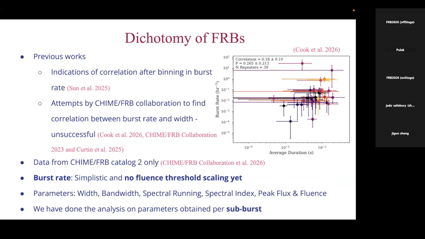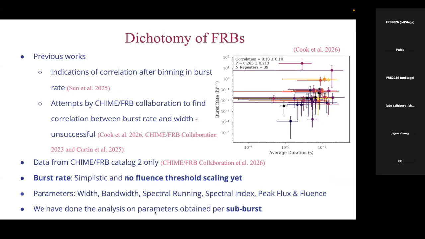And for this work, we are sticking to the CHIME FRB catalog 2 only. To evaluate the burst rate, we have used a simplistic method, and we have not done any fluence threshold scaling, as it depends on an arbitrary power law energy distribution index. And we are checking for the correlation of the width, bandwidth, spectral running, spectral index, peak flux, and the fluence with the burst rate. And we have done this analysis on the parameters obtained per individual subburst.